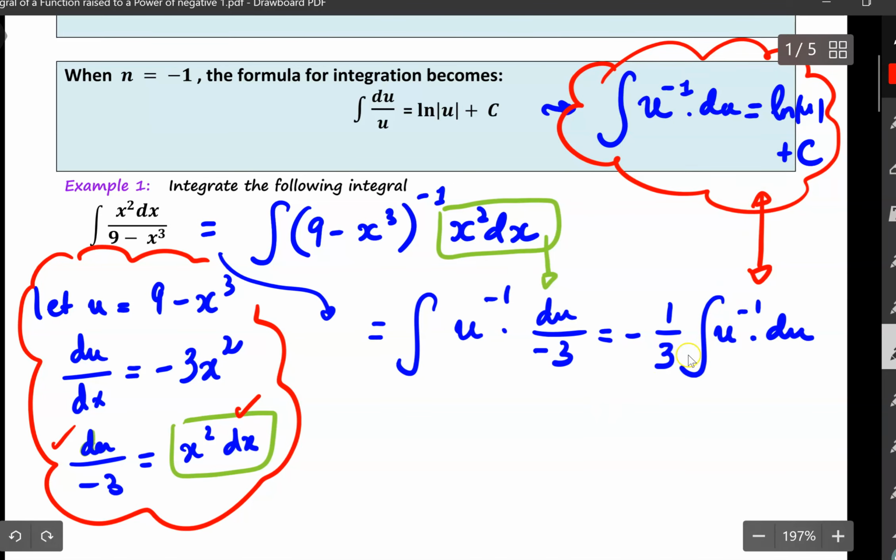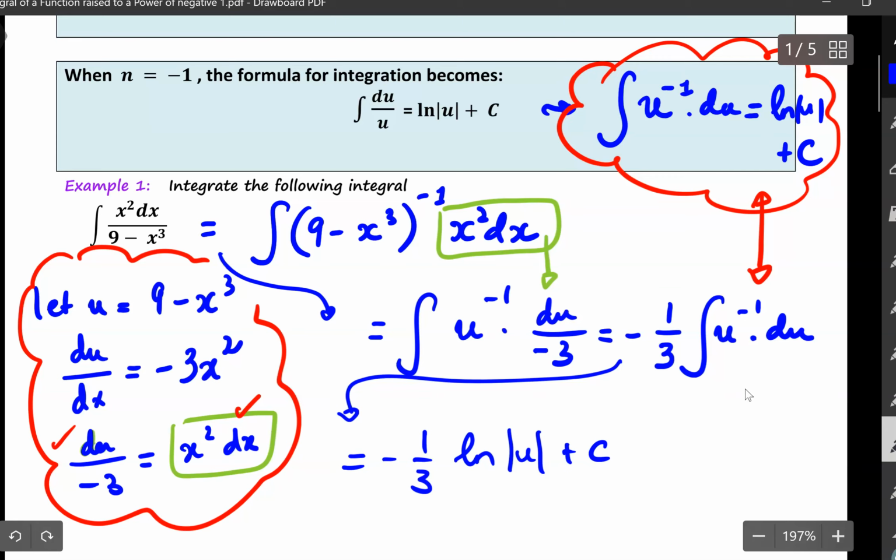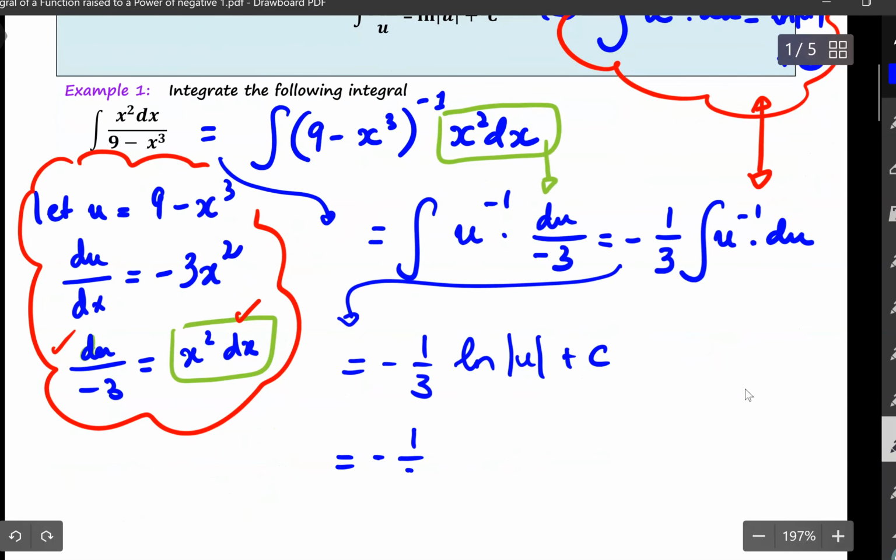This entire integral will become the natural logarithm of u plus c, times negative 1/3. So this will be negative 1/3 natural logarithm of u plus c, and all I can do now is replace the u by 9 minus x cubed, as I have let u equal to. So 9 minus x to the exponent 3, and plus c as my final answer. And make sure this stays in the absolute value.